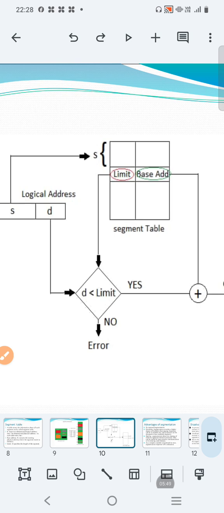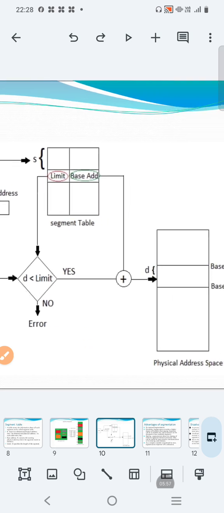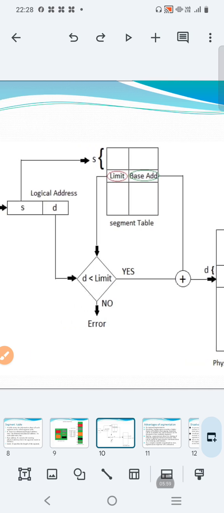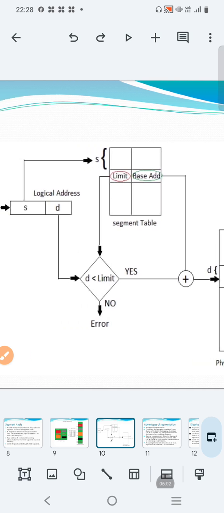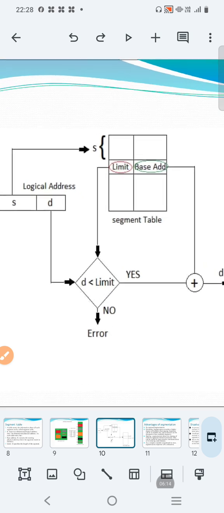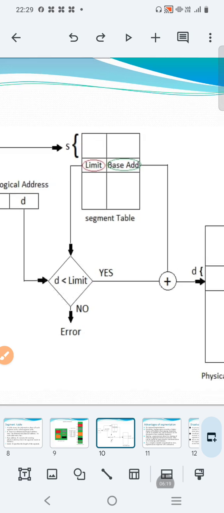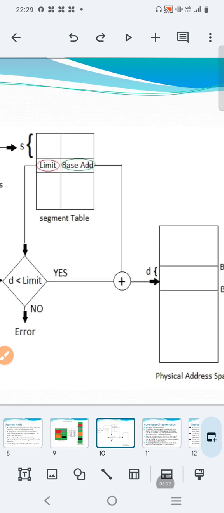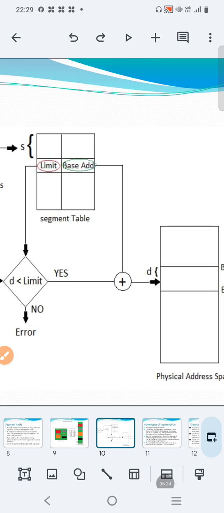If the offset is less than the limit of the segment, we can access valid instructions. To access an instruction in the memory locations, we need the offset to be less than the limit. When the offset is greater than the limit, we cannot access the particular instruction in main memory. Whenever the offset is less than the limit, the condition is true, that means yes, and we pass the instruction to the main memory.